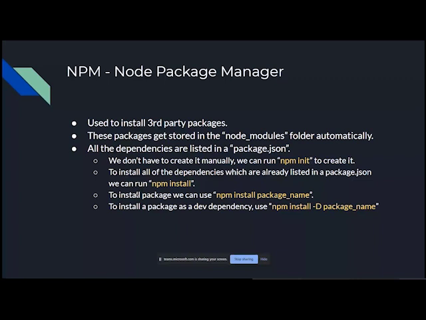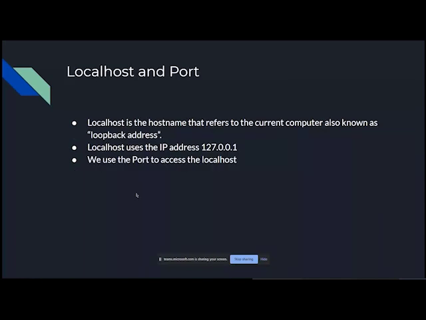Okay, so now let's see what localhost and port are. Localhost is the host name that refers to the current computer, also known as the loopback address. For development purposes, we use localhost to refer to our current machine, where the server is, and the client is also on the same machine. Localhost has an IP address, and we can use either localhost or 127.0.0.1. And to access this localhost, we will use ports.